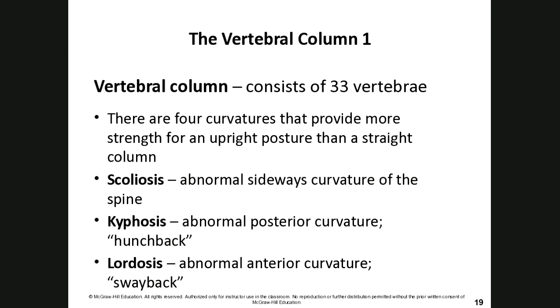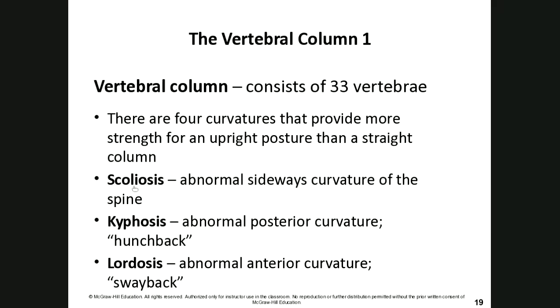If your spine were completely straight, you're going to have a whole lot of other issues, some of them being pinched nerves and degeneration of discs. Some diseases that we could find with the vertebral column: we can have scoliosis, which is an abnormal sideways curve of the spine. So instead of having that sort of lateral and posterior curve of the spine, we're having this sideways curve of it.